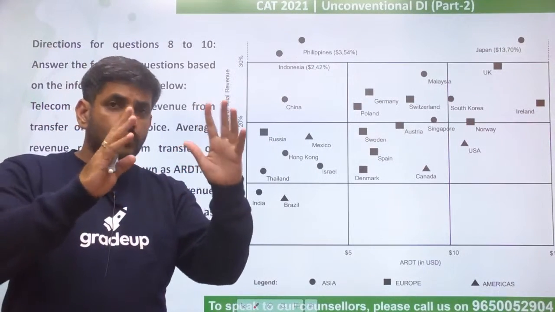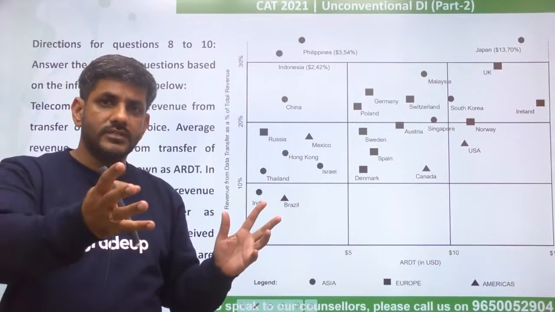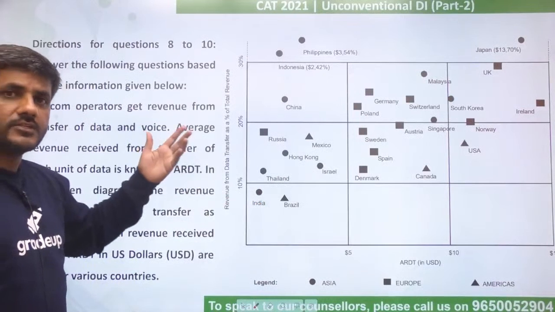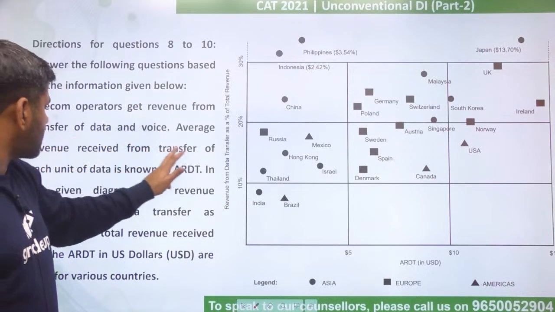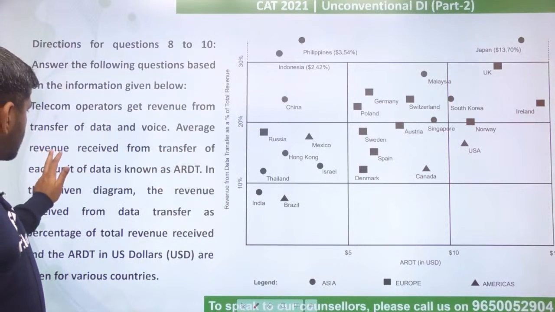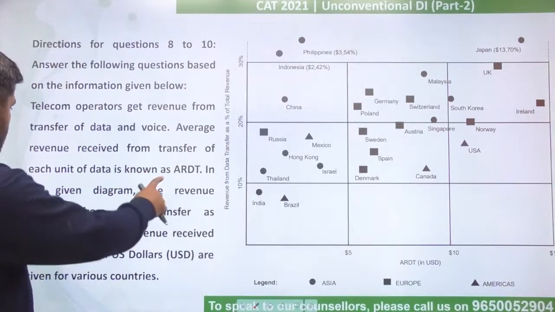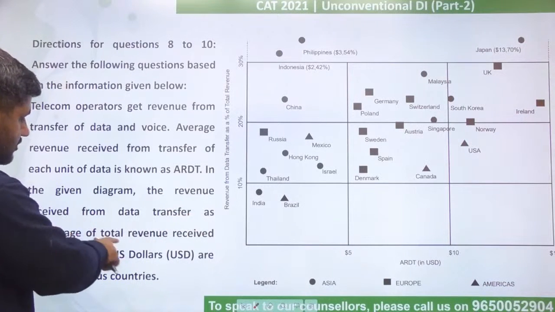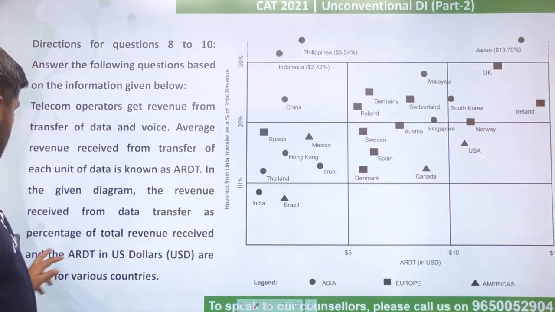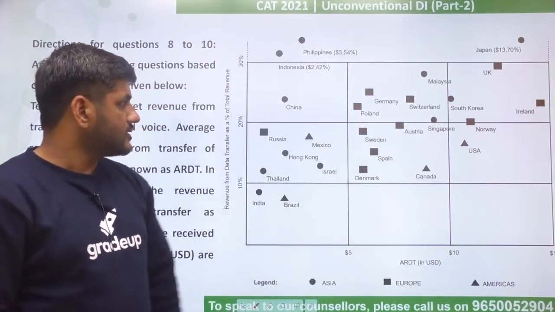So I'll divide the total revenue received from the data by the total number of units, because average की बात हो रही है ना. Average is what? Total revenue divided by total units of data, right? But that revenue received from transfer of each unit, this is called ARDT. In the given diagram, the revenue received from data transfer as a percentage of total revenue and ARDT are given to us. To understand this, I'll do one thing.